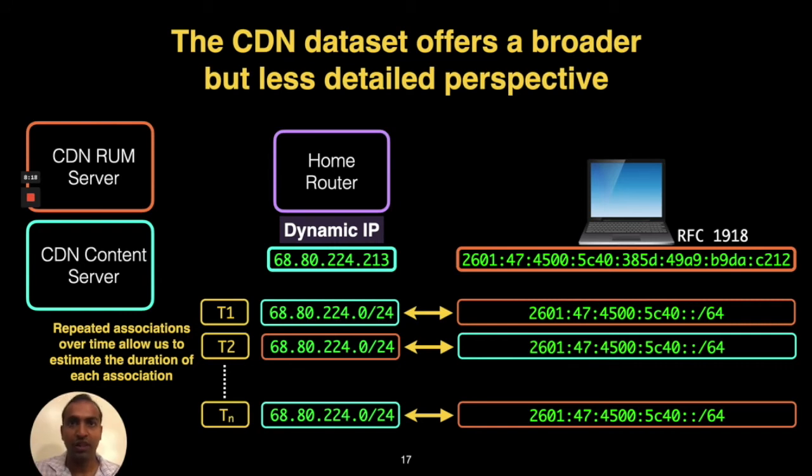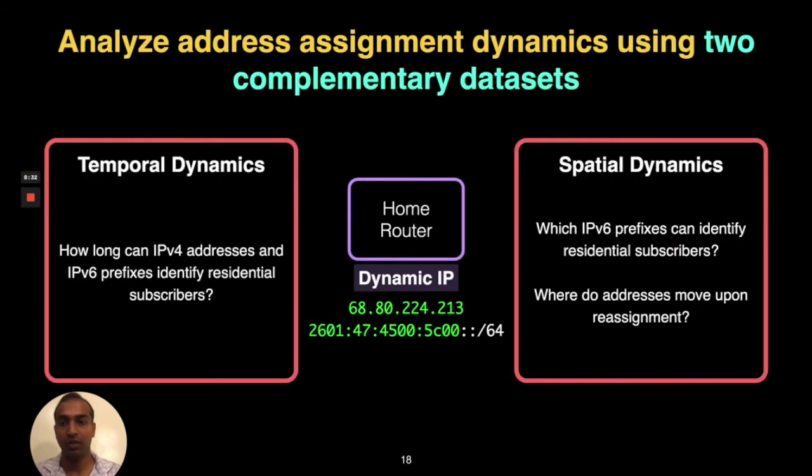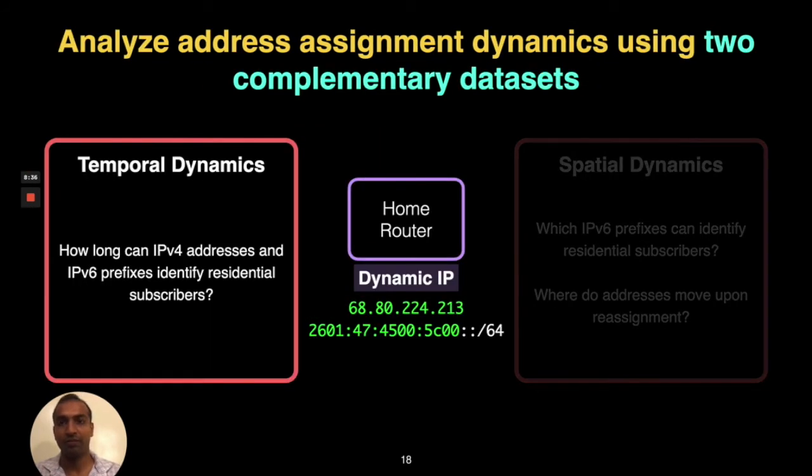These durations give a lower bound on the assignment durations of IPv6 /64s. Although this lower bound duration is less precise than the durations we get from RIPE Atlas, the enormous footprint of the CDN gives wide coverage. So let's dig into what we learned about temporal dynamics.